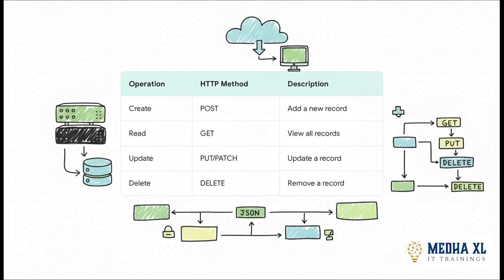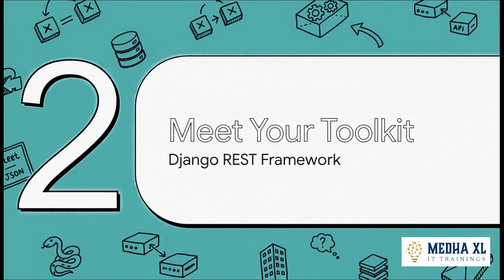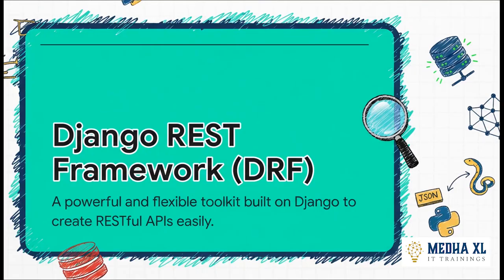Now that we know the language, let's meet the tool we're going to use. So we know we want to build a REST API, and we're using Django. So how do we bridge that gap? Well, allow me to introduce you to your new best friend. This is the Django REST Framework, or DRF, as you'll hear it called. It is an absolutely fantastic library that sits right on top of Django. And its whole purpose in life is to make building APIs as painless and efficient as possible. It literally handles all the tricky, boring plumbing for you, so you can just focus on building your app.